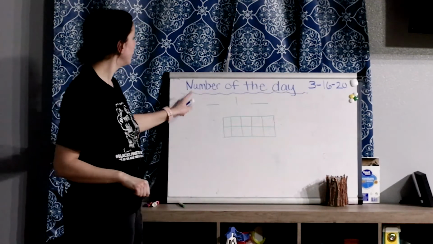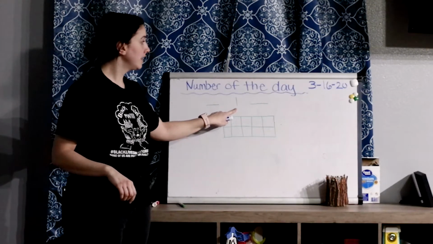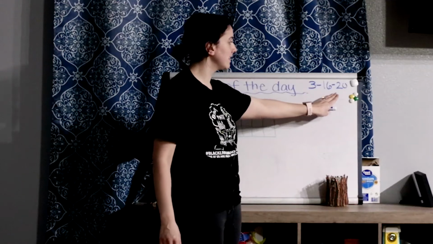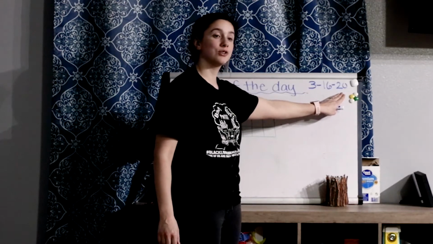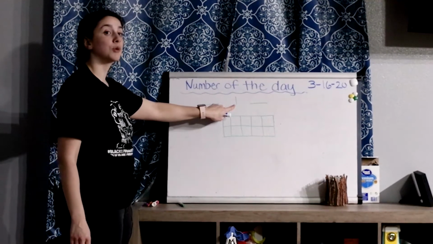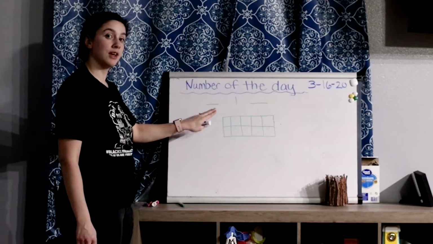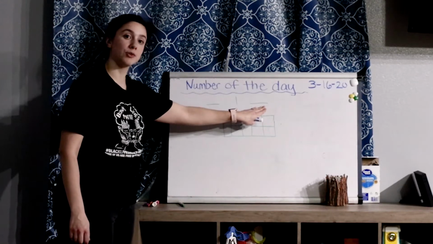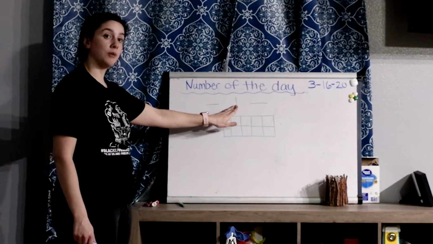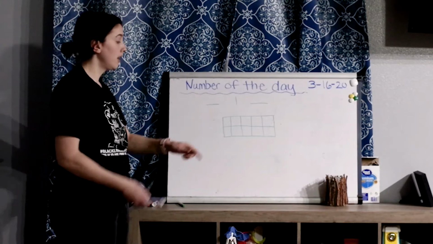Today's number of the day is number 1. Today's date is March 16th, 2020. Today's number of the day is number 1, as I said. There are numbers that come before 1 and numbers that come after 1. Today we're going to focus on 1 being in the middle and what comes before 1.